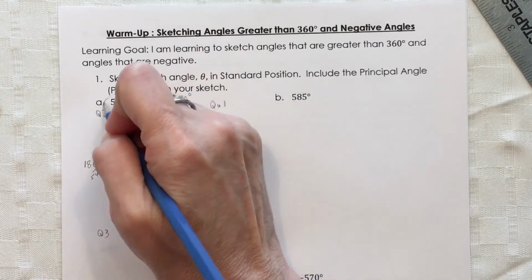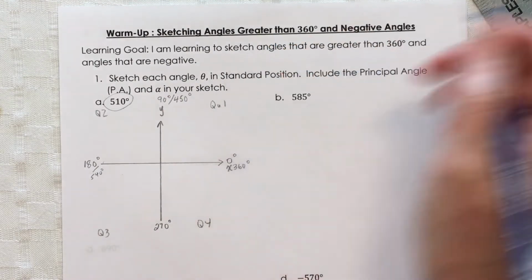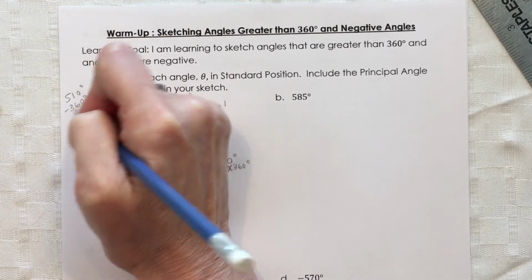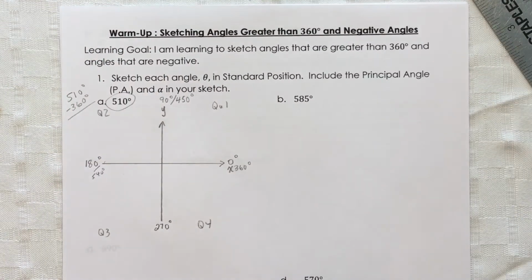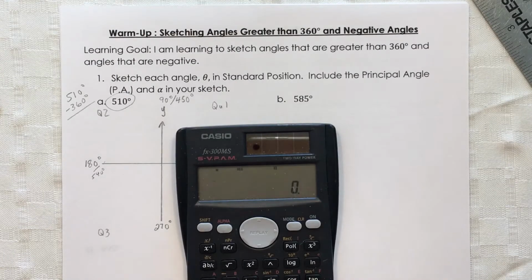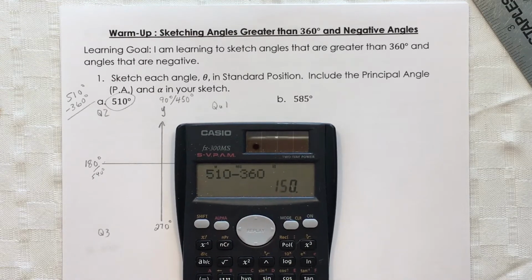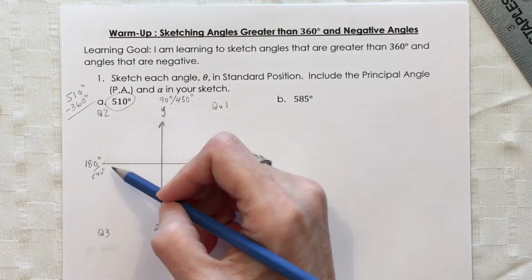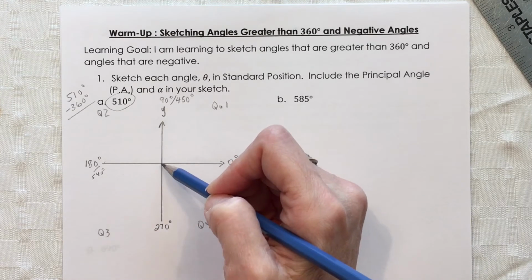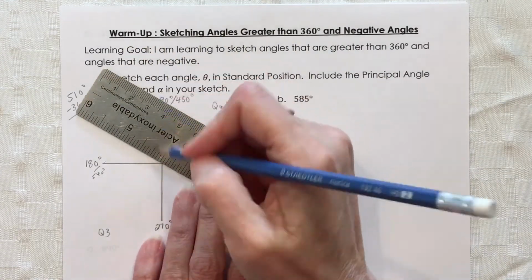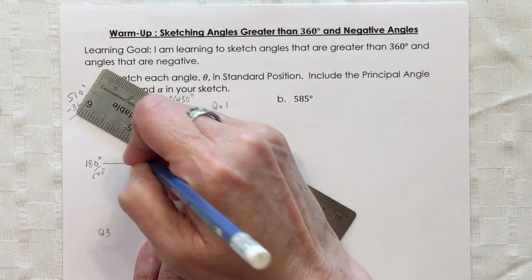So if I was trying to draw this one, the first thing I would do is 510 degrees minus 360 degrees. So I'd take 510 minus 360. So that says 150 degrees. So if I pretended I was just going to draw 150 degrees, I would know it was going to be in quadrant 2, and I would know it was going to be closer to the x-axis, because 150 is only 30 degrees from 180.